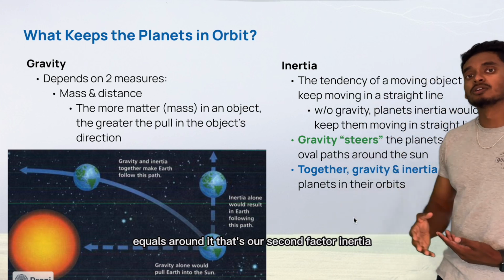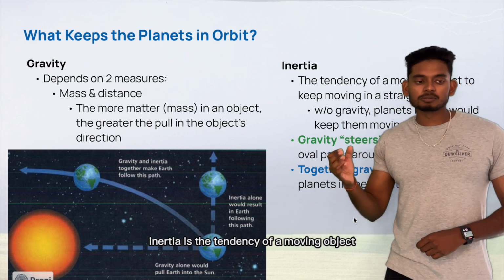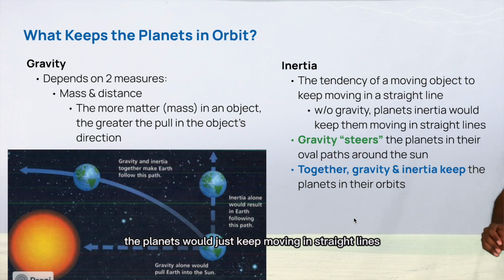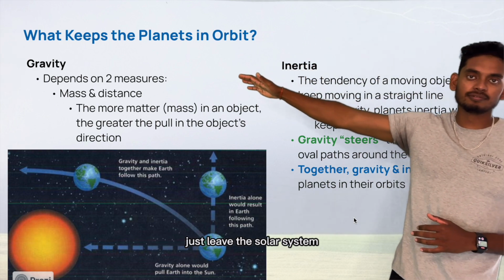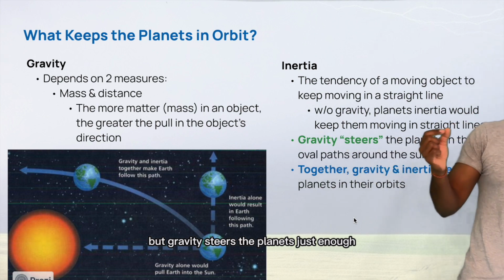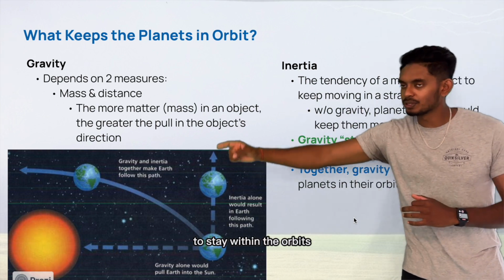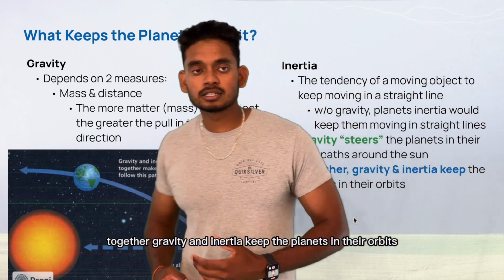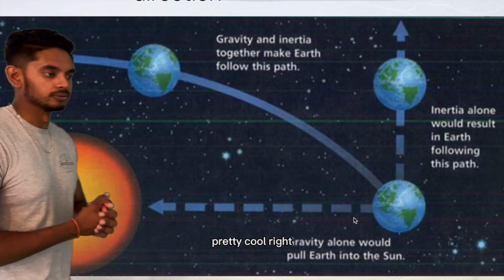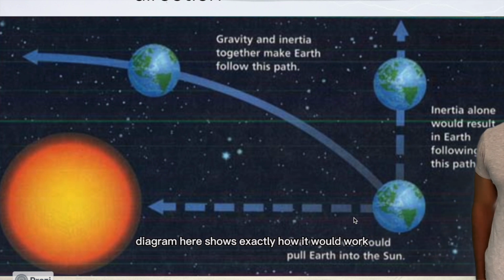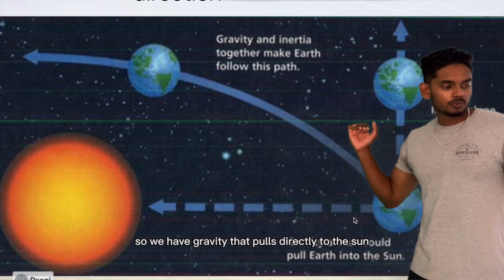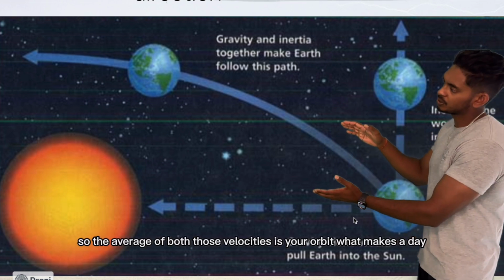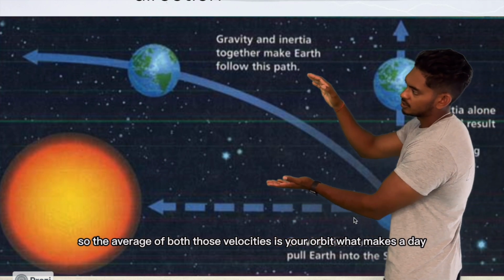That's our second factor, inertia. Inertia is the tendency of a moving object to keep moving in a straight line. So without gravity, the planets would just keep moving in straight lines and leave the solar system. But gravity steers the planets just enough to stay within their orbits. It's pretty cool. Together, gravity and inertia keep the planets in their orbits. This diagram shows exactly how it works. Gravity pulls directly to the sun, and inertia is pulling away. So the balance of both those velocities is your orbit.